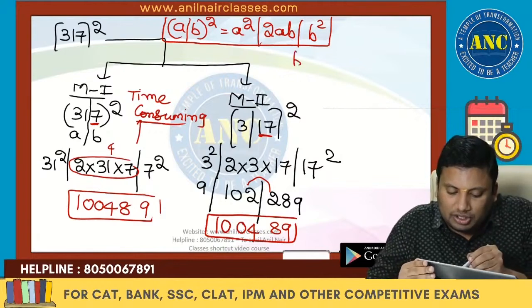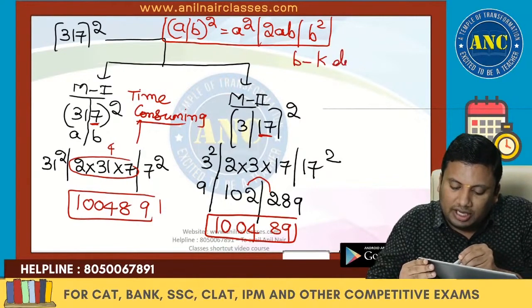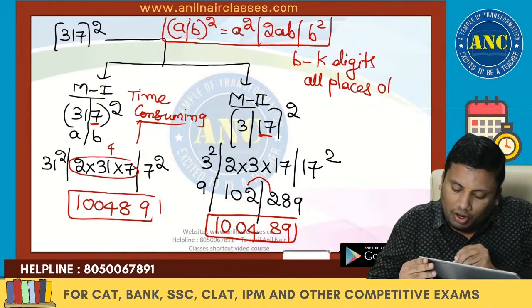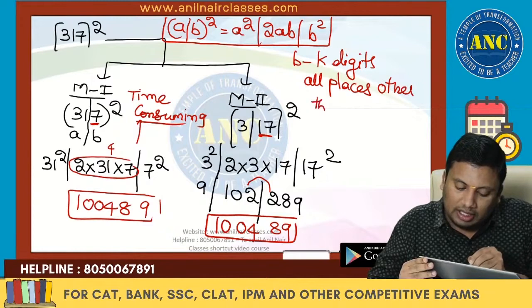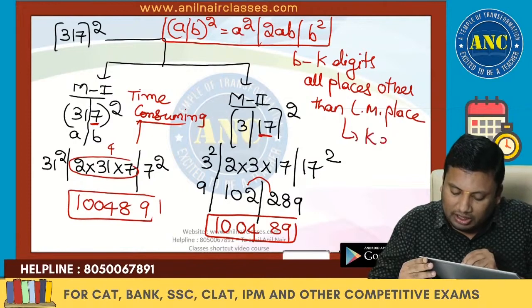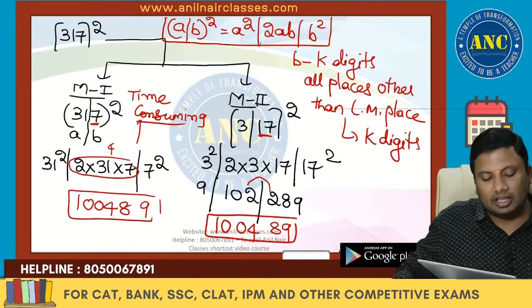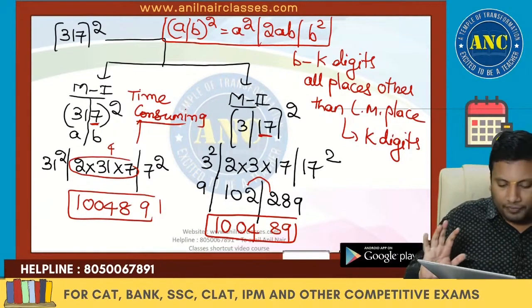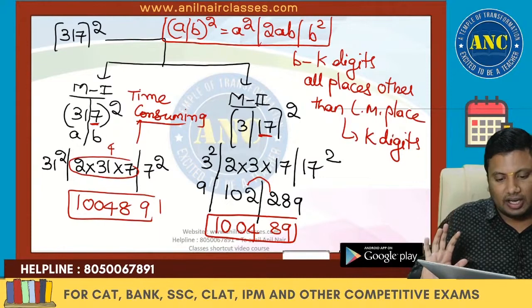One important key point. If b takes k digits, all the places other than the leftmost place have k digits. I hope this idea is clear.